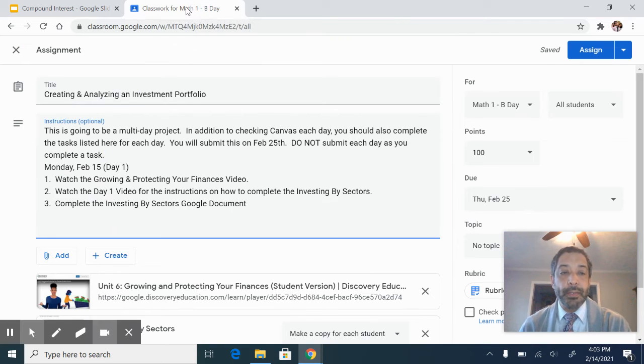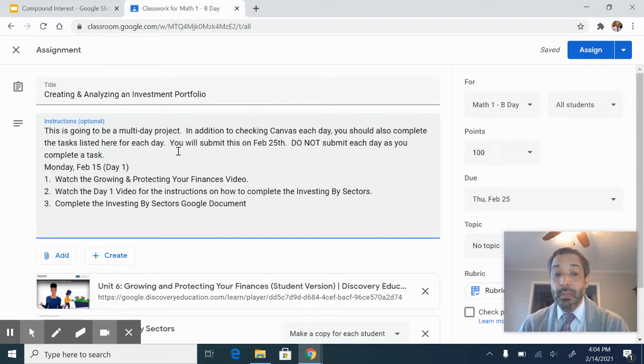So what we're going to start with today on Google Classroom is called Creating and Analyzing an Investment Portfolio. Like the instructions say, this is a multi-day project. So in addition to checking Canvas, you need to complete whatever tasks are listed here for each day. Please note this is very important. You will submit this on February 25th, which is your first day back to school. I may move that to the 26th. I'll know that tomorrow.